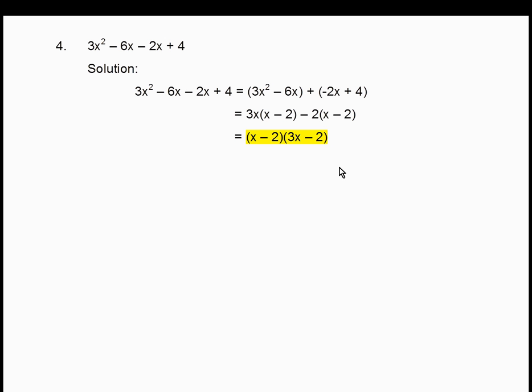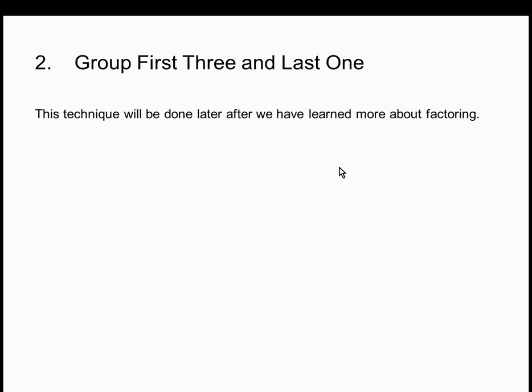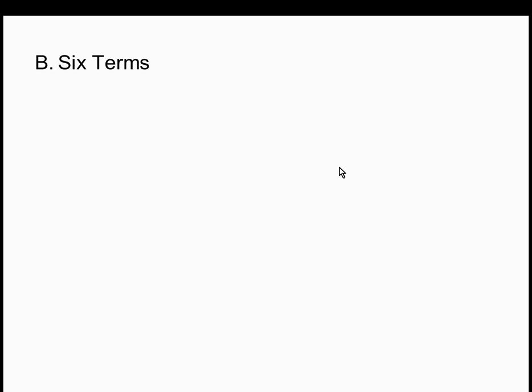Okay, now that was when you have 4 terms. The next even number after 4 would be 6, but we do have another technique for factoring 4 terms. So, number 2 of the factoring with 4 terms. Group the first 3 and group the last 1. That would still go from 4 terms down to 2. This technique will be done later after we've learned some more about factoring, because this is only our second factoring technique, so we don't quite have enough tools yet to do the grouping of first 3, last 1. So let's move on to the next even number. 6 terms.